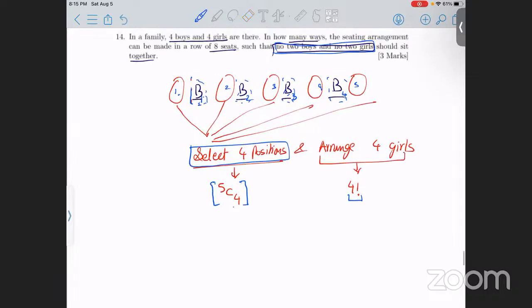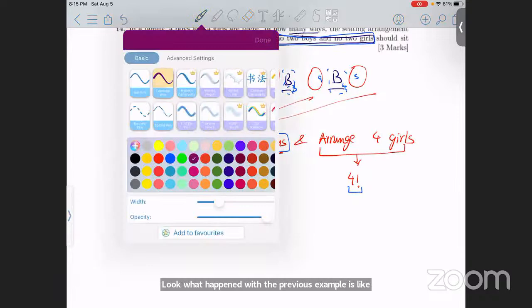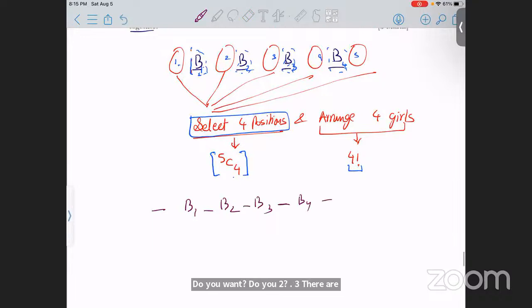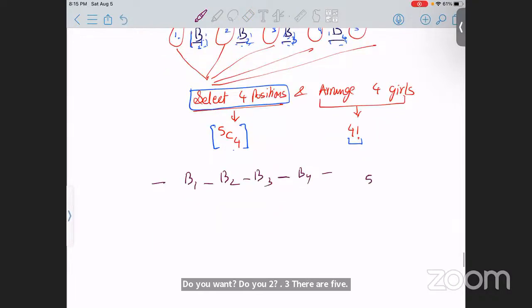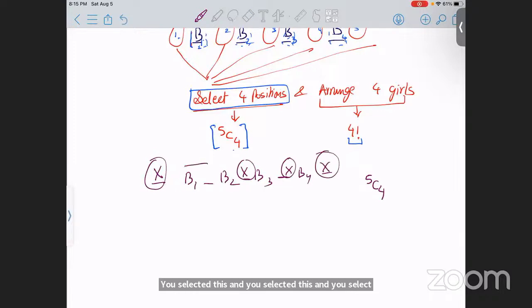What happened with the previous example is, sorry for that, I didn't read the question there. Look, B1, B2, B3, B4. There are 5 blanks, I agree. Now, if you select 4 out of 5, 5C4, what will happen? Suppose you selected this, this, this, and this. What will happen? These two will be side by side.